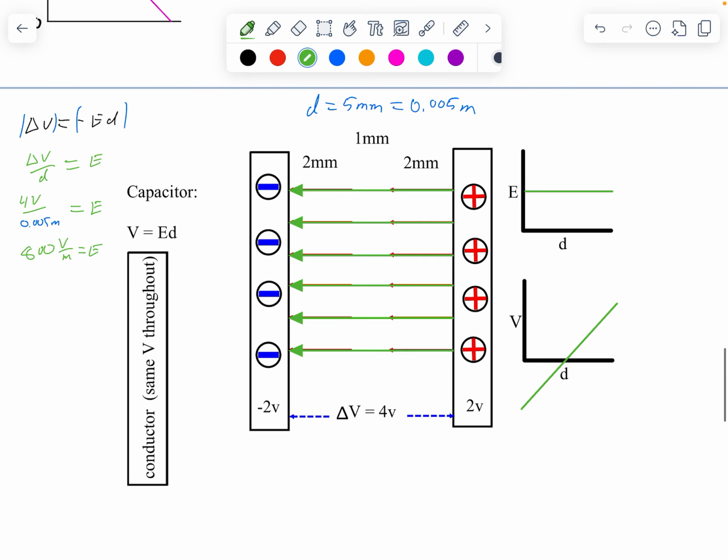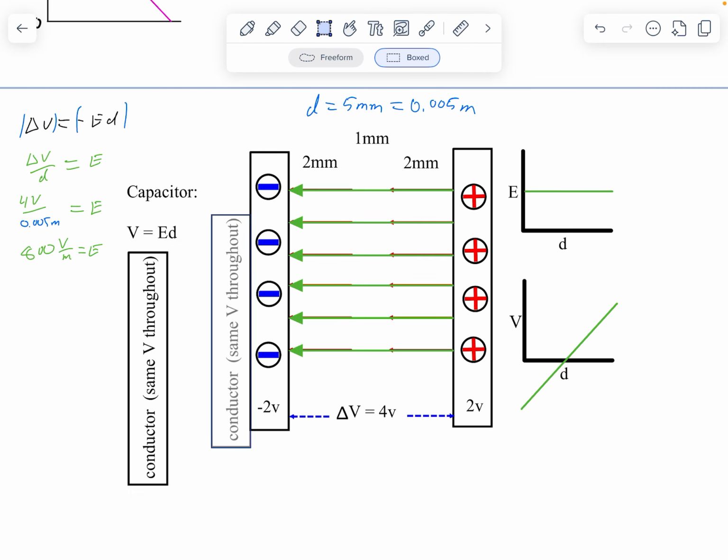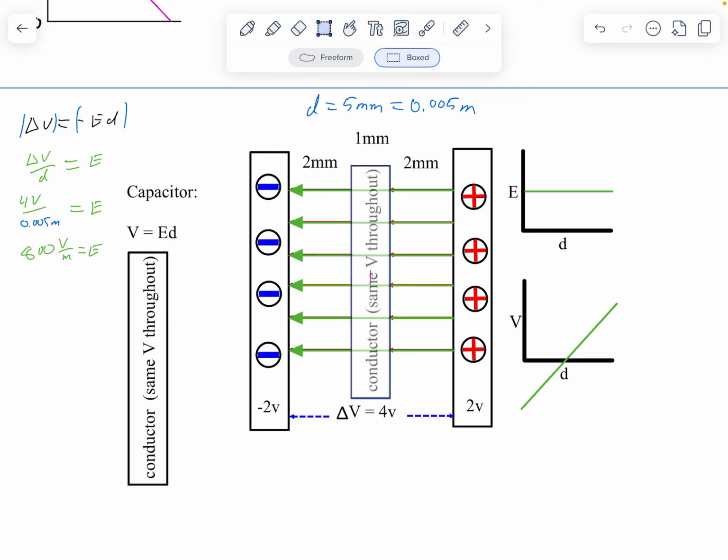Okay, all right. So now what happens if I insert this conductor? I put another piece of metal on the inside, like we threw in an insulator and a dielectric. So why can't we do a conductor? And the answer is we can. Now we know that we don't get electric field inside the conductor.